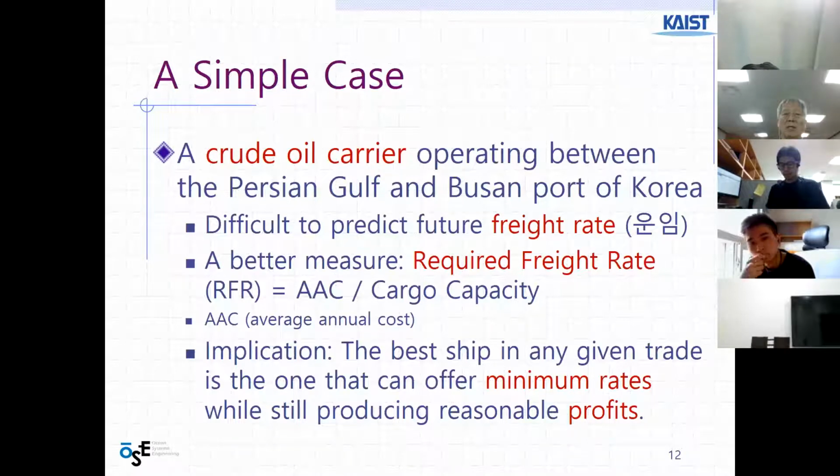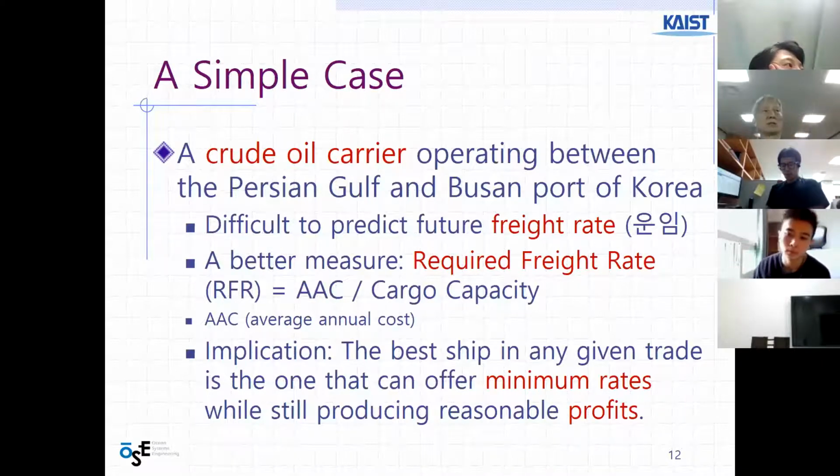And AAEC is the average annual cost, and then divided by cargo capacity. Say your truck's loading capacity is 1 ton of cargo. Then the cargo capacity can be 1 ton, 1,000 kilograms. Then you should also expect that average annual cost. Annual cost can be largely the oil price, or gasoline price, or diesel oil price. That is more than 30%.